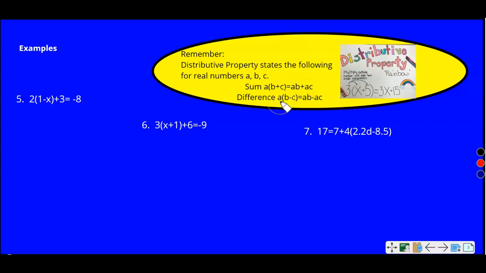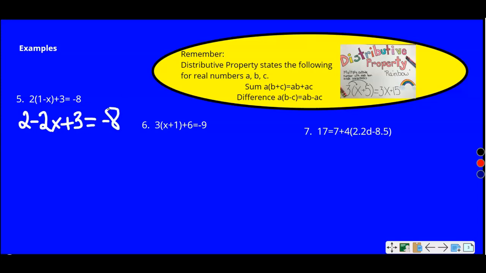You also can have a difference. So if it has a plus or a minus, still use distributive property by multiplying A times B and A times negative C, which would give you the negative there. All right, so let's try a few examples here. All right, so we've got 2 times 1, 2 times negative x. 2 times negative x would be negative 2x, and then plus 3 equals negative 8.